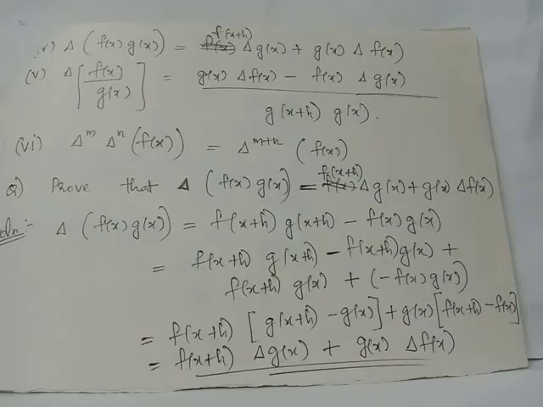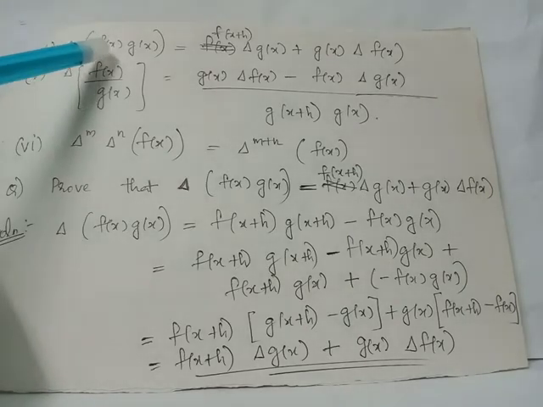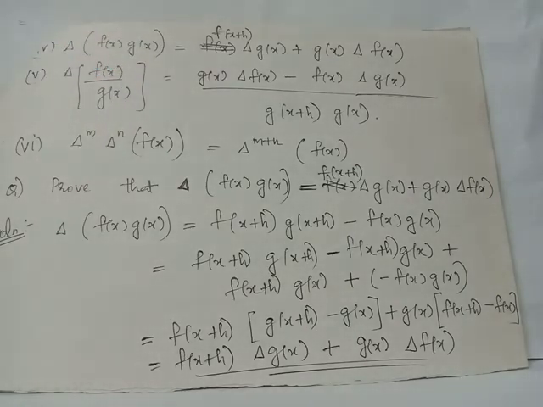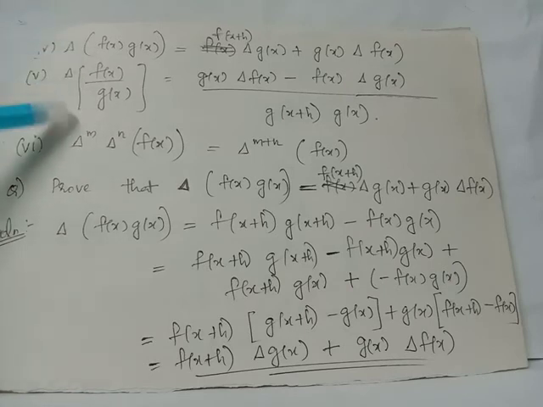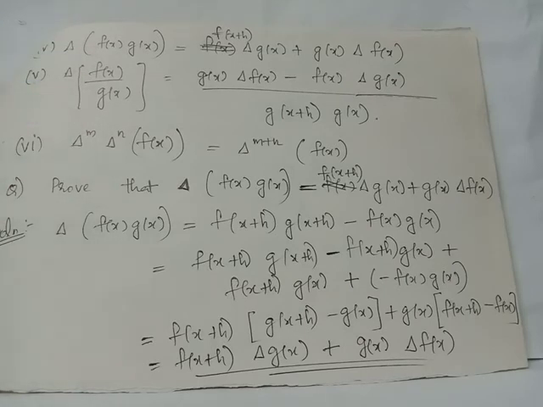Similar to the product rule of derivatives, we have the forward difference applied on the product of functions f of x into g of x equals f of x plus h into forward difference applied on g of x plus g of x into forward difference applied on f of x. Similar to the quotient rule for derivatives, we have the rule for the forward difference operator: forward difference applied on f of x upon g of x equals g of x into forward difference applied on f of x minus f of x into forward difference applied on g of x, upon g of x plus h into g of x.